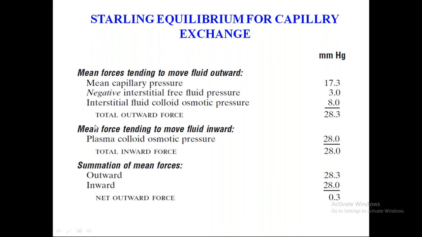Here we can see the mean forces tending to move fluid outward. At first, mean capillary pressure, that is 17.3 millimeter of mercury, negative interstitial fluid pressure, that is 3 millimeter of mercury, and interstitial fluid colloid osmotic pressure, that is 8. The total outward force is 28.3. The mean force tending to move fluid inward is the plasma colloid osmotic pressure, that is 28 millimeter of mercury. Now the net outward force is 0.3.